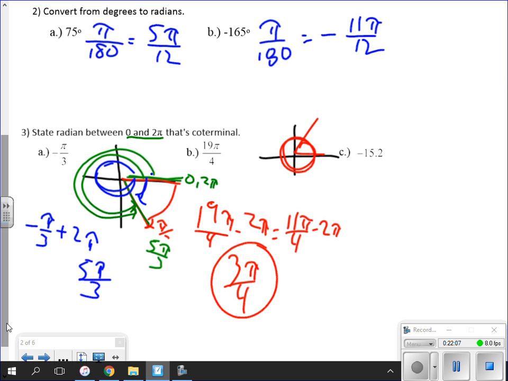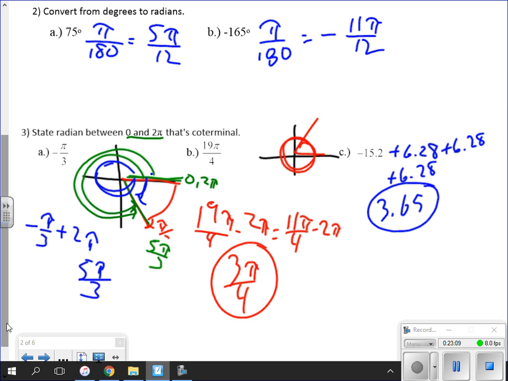So I need to add 6.28 repeatedly to negative 15.2 until I get some number between 0 and 6.28. Because we're doing it in terms of decimals, instead of 0 and 2 pi, it's 6.28. So if I add 6.28, that's not going to be enough, right? Because it's still going to be negative. If I add another 6.28, that's still not going to be enough because that's 12 something. Negative 15 plus 12 is still going to be a negative value. We want to get it to be a positive value. So I need to add 6.28 one more time. And if you do that, you will end up getting 3.65. Now, we really, really rarely do decimals when we're talking about radians, but it does happen.